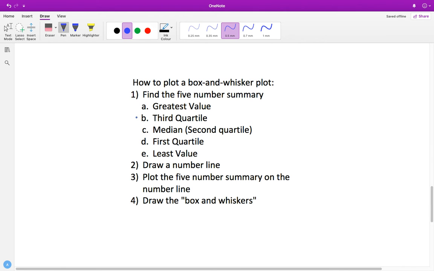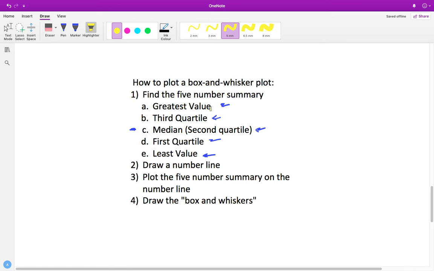All right, so here's how you will plot a box and whisker plot. Please make sure that you are writing this out. Then we'll go through in detail. I think it'll be easier to explain some of these with the example. These are the 5 numbers that you have to find: the greatest value, the third quartile, the median, which is also called our second quartile in these types of problems, but you should already know how to find the median, our first quartile, and the least value.